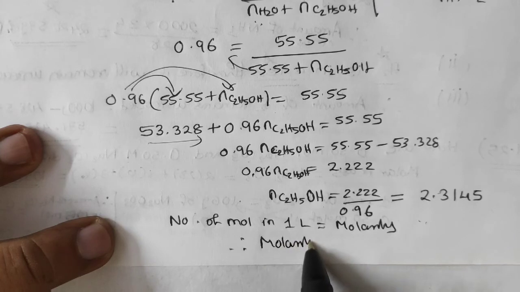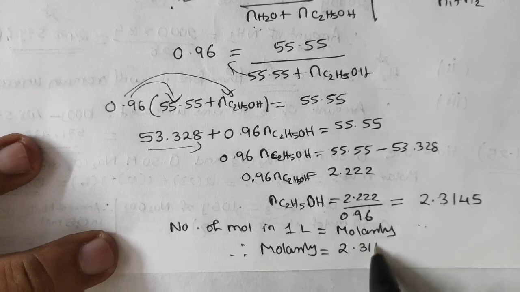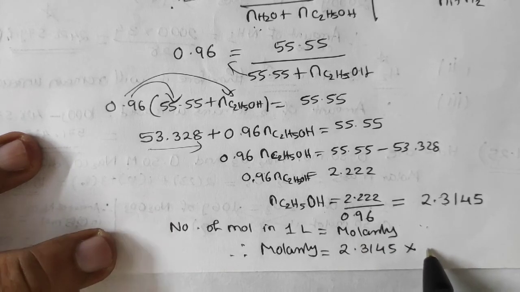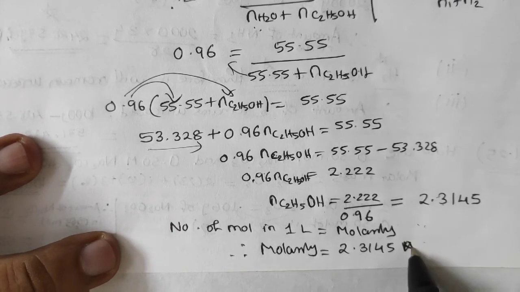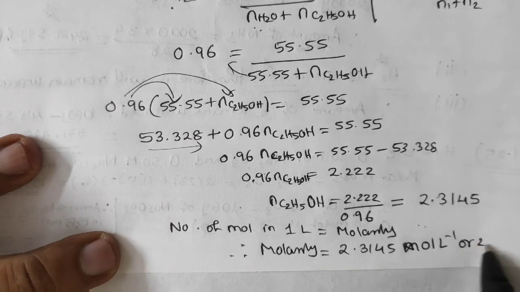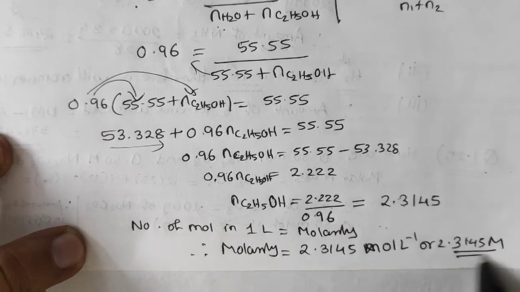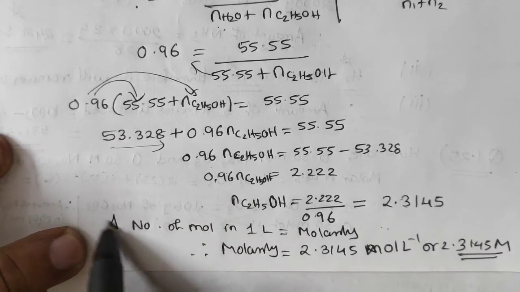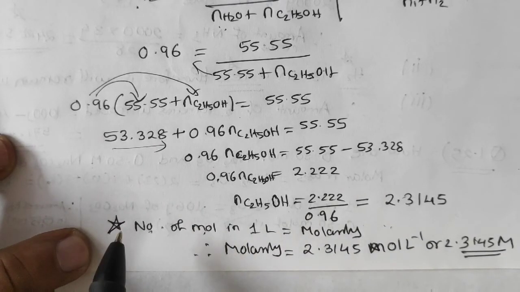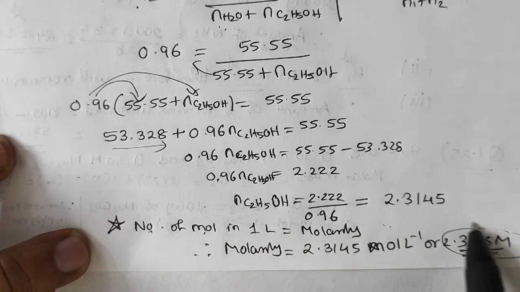So therefore molarity is equal to 2.3145 mole liter inverse, or 2.3145 molar, like this also you can write. Understood? Because this is the main part. 1 molar solution means 1 mole in 1 liter solution. So this is your answer.